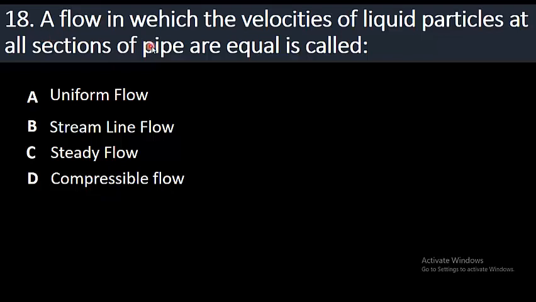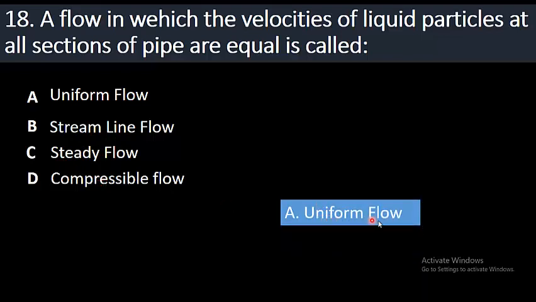Number 18: a flow in which the velocities of liquid particles at all sections of a pipe are equal is called uniform flow, streamline flow, steady flow, or compressible flow. The right answer is uniform flow. In uniform flow, the velocities of liquid particles at all sections of the pipe are equal. The right answer is option A.